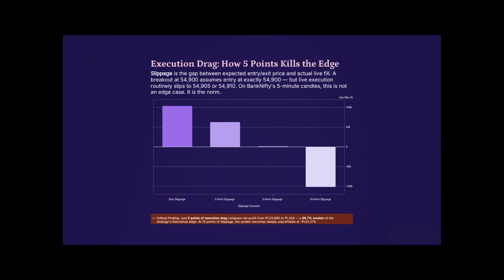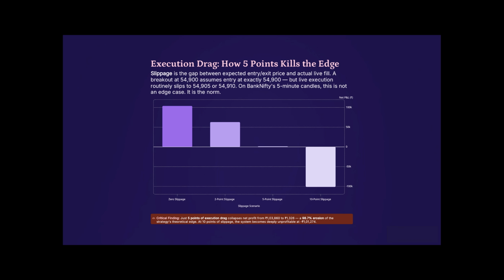In this strategy, theoretically, if BankNifty breaks above the opening range high at 54,900, we assume entry at 54,900. But in real trading, you may get 54,905 or 54,910. Similarly, when stop loss hits, the exit may not happen exactly at the stop loss level. This difference may look small, but in intraday strategies, it can destroy the edge. So we tested the strategy with different slippage assumptions.